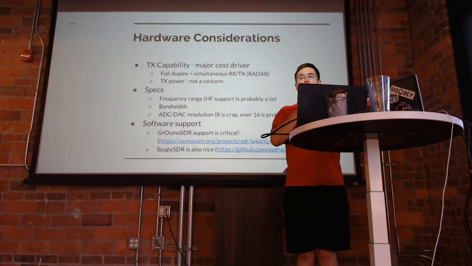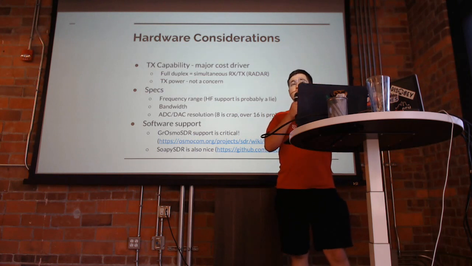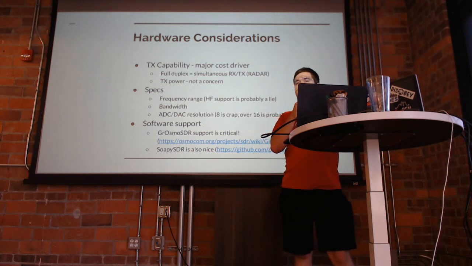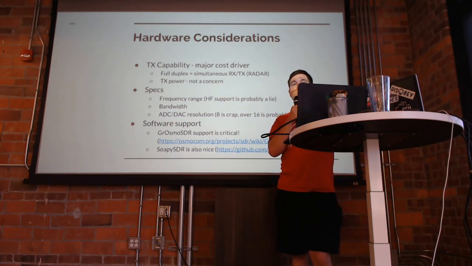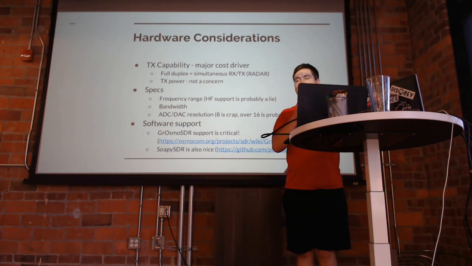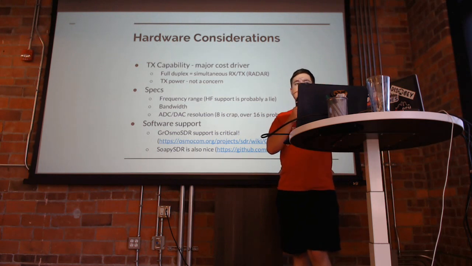The specifications that you're going to see on an SDR include the frequency range, which is the lowest frequency and the highest frequency you can tune to. One thing to keep an eye out for is if they say they can go down into high frequency, which is anything below 30 megahertz, they're probably lying, because it's on an electrical level completely different.